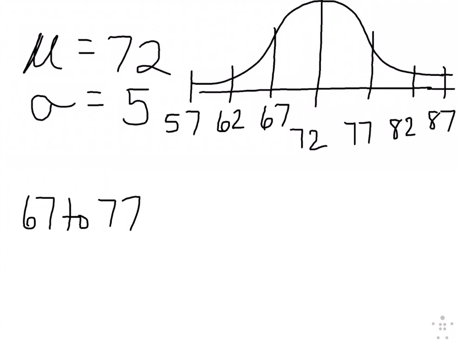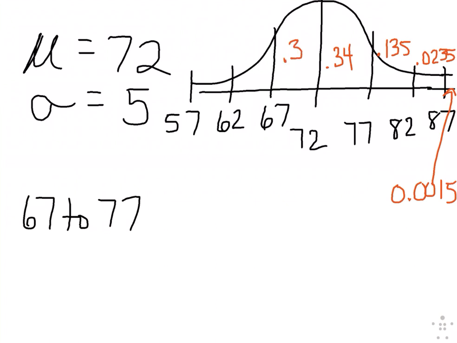Now, the reason why I'm writing those up there is, again, this is from day 1 stuff of 11.1. This is where we had the numbers 0.34, 0.135, 0.0235, and then in this little spot is 0.0015. And remember, that's a mirrored image for the other side. So I have the same numbers on the other side. So again, 0.34, 0.135, 0.0235, and 0.0015. Okay, so those are my numbers.